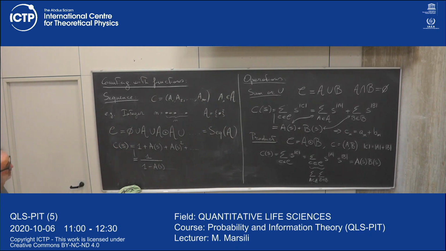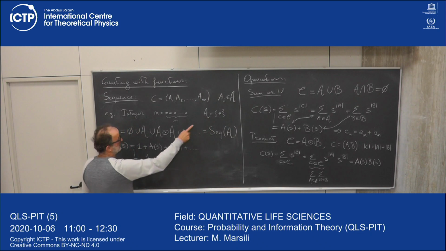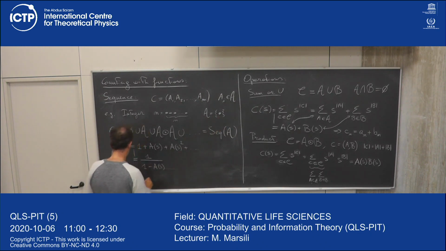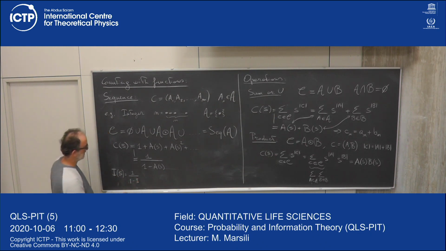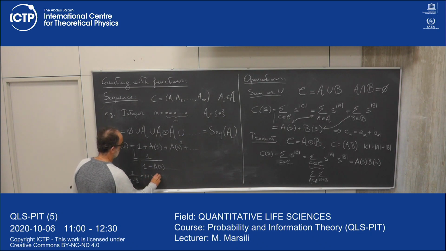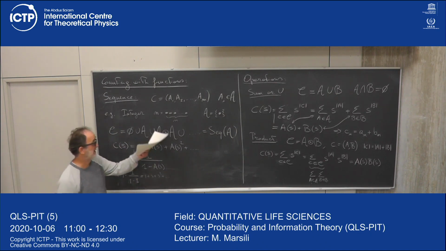Okay, so for example, if you want to compute the generating function of integers, well, this is very simple, it is 1 divided by 1 minus the generating function of this set here, but this is just one element of size 1, so this is just S. And indeed, when you expand this, this is 1 plus S plus S squared plus, so all coefficients are equal to 1, which means that there is only one integer of size n.